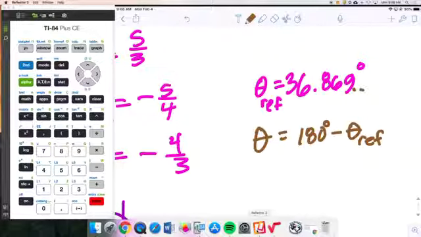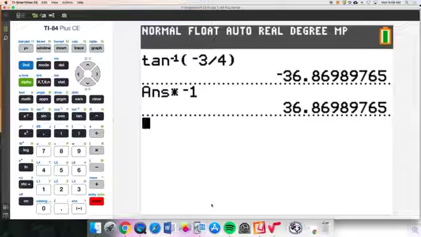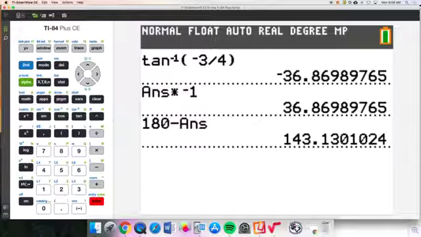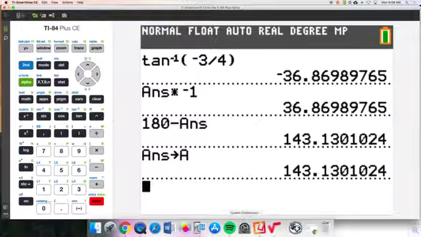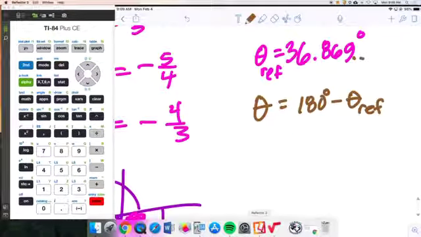And remember, we're using the live answer. Don't ever, ever, ever use a truncated number, because if you're wrong in the third decimal, I'm going to count it wrong. So 180 minus the answer, second negative. And there it is. Now I'm going to store that as alpha A. So 143.130.